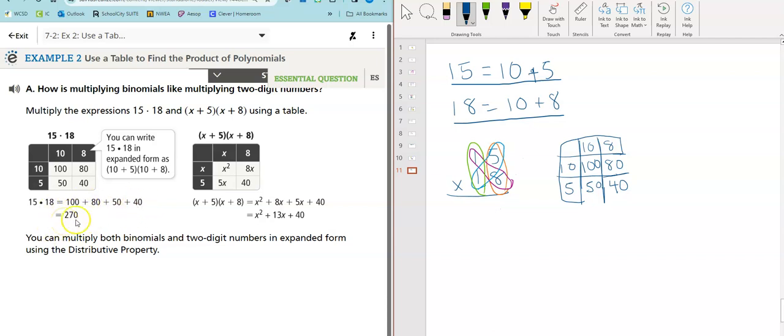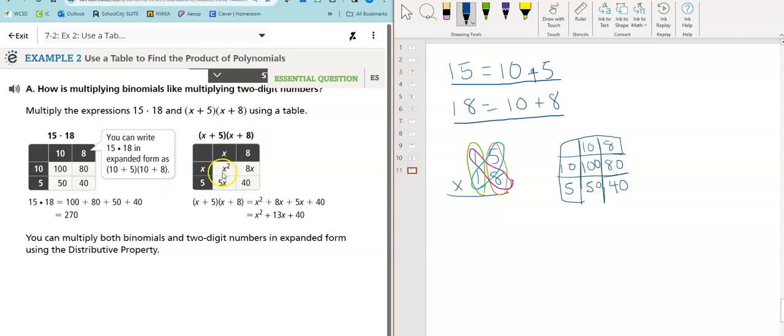and you would get 270. Now, if you understand this with just numbers, then you should be able to relate it to when I'm multiplying two binomials or polynomials, or two sets of expressions. So here, I separated them into their expanded form. We took the x's and separated them from the constants. And then we're going to multiply.